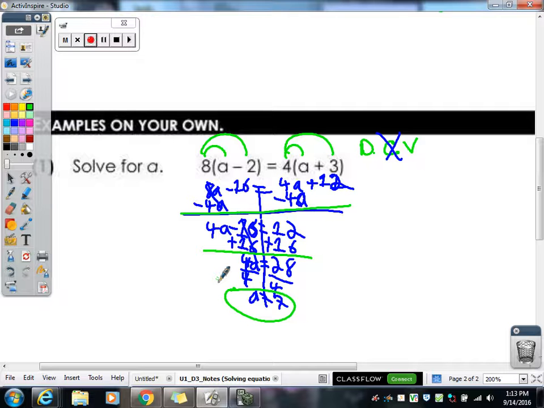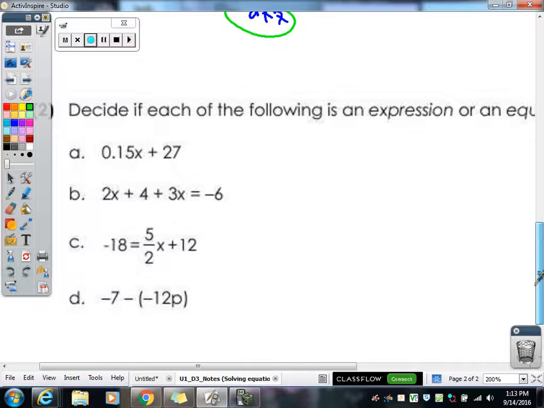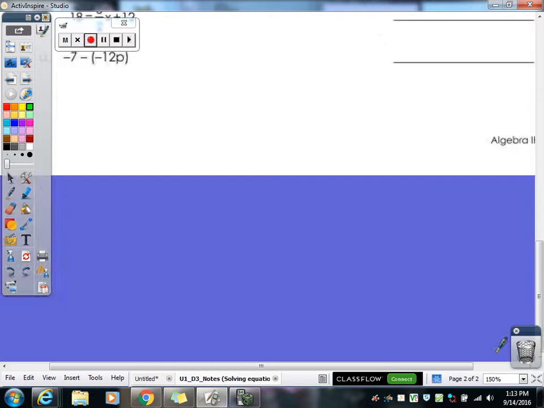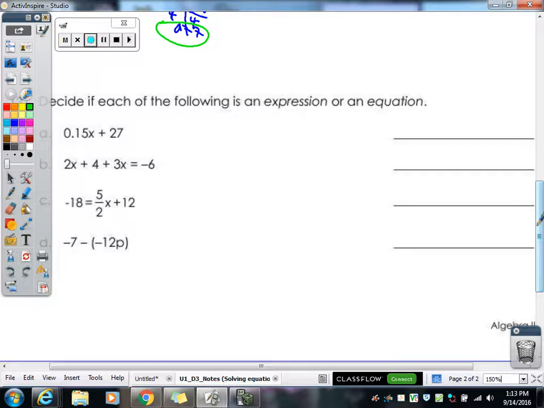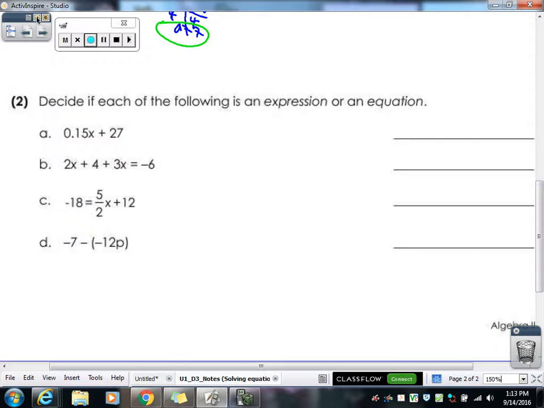All right. So on the bottom, who wants to tell me, if you can come up and write it, or you can just tell me. How about the first one? You want to write it on the board, Jordan? Or you just want to tell me? Okay, the first one, what is it? Expression. Aaron, you want to put one on the board? You just tell me. Okay. What's the next one? Equation, good. How about letter C, Lex? Equation. And the last one? Expression, good job.